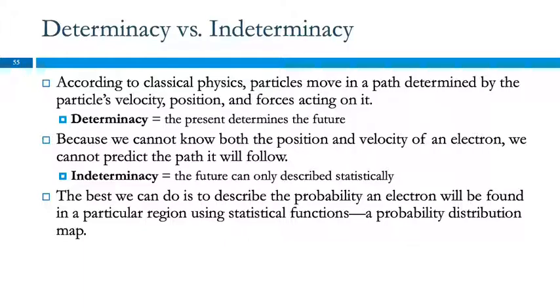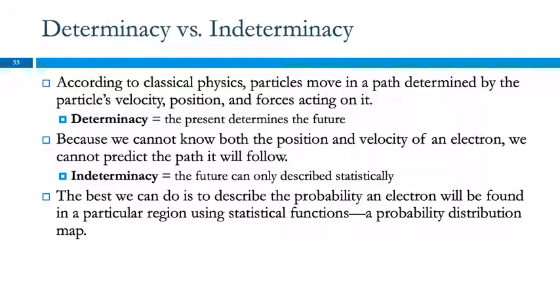So according to classical physics, particles move in a path determined by the particle's velocity, position, and the forces acting on it. This is called determinacy. The present determines the future. You throw a baseball and you can look at its trajectory, the wind blowing on it, gravity pulling on it, how fast it's moving, and you can predict what's going to happen. That's comfortable classical physics. That's the kind of physics I enjoy.